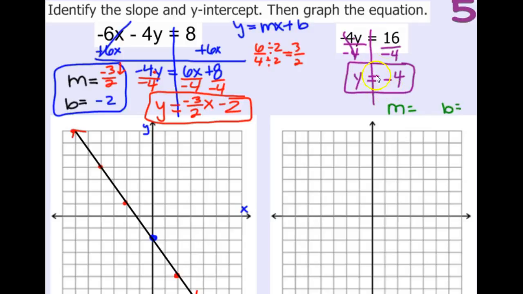Now this one is like that other one we did earlier. It is in the form y equals mx plus b. M, our slope, is really just 0. It's really y equals 0x minus 4. So our m is 0, and our b is negative 4. So we're beginning at -4, 1, 2, 3, 4. And a slope of 0 would be a horizontal line.